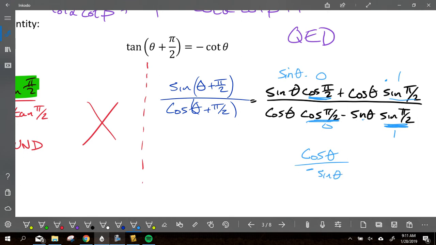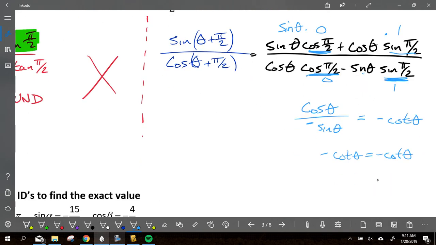Are we good here? Cosine over negative sine. Guess what? That's the same thing as negative cotangent. So we get negative cotangent theta equals negative cotangent theta. End of the road. Questions with that one? They're not real tough. They look scary. When you see some adding and subtracting, some sum and difference identities that can be plugged in, plug them in and start to see what happens.